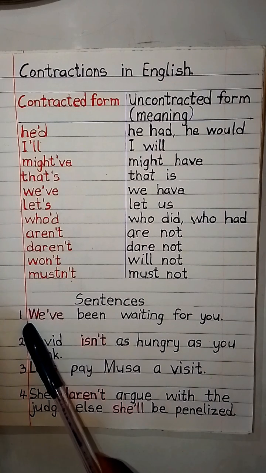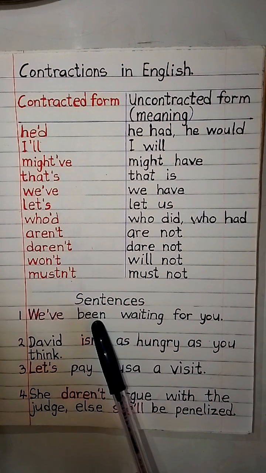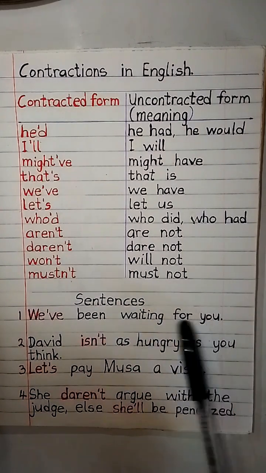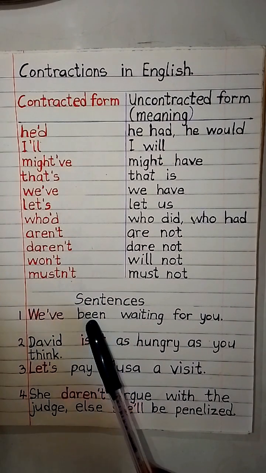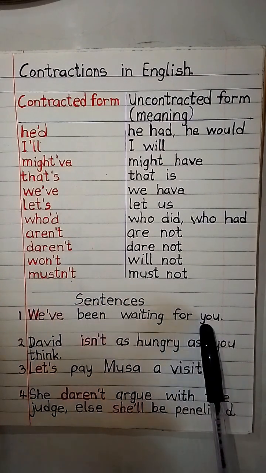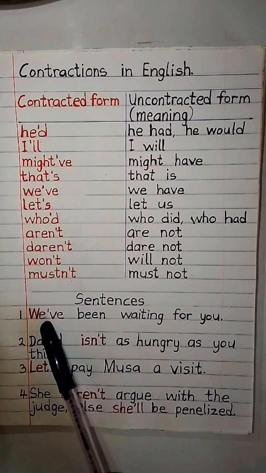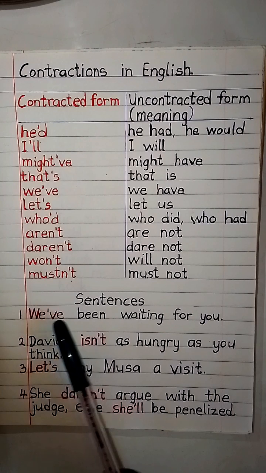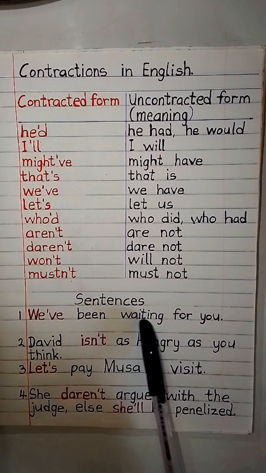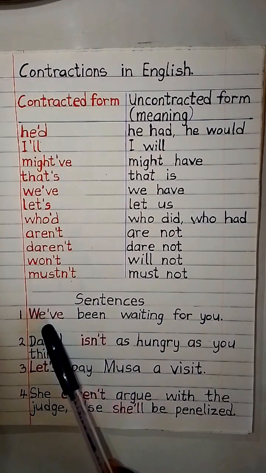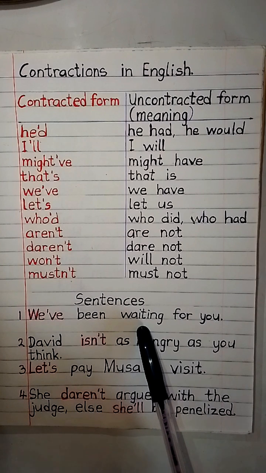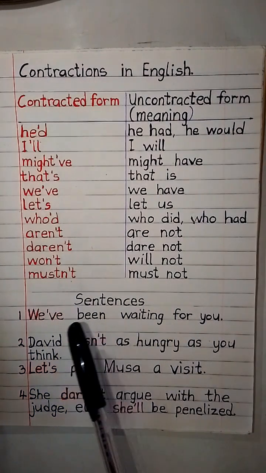So let's look at some sentences using contractions. So we have the first one, we said, we've been waiting for you. You can see the contraction here, which means we have. So the uncontracted form is we have been waiting for you. We've been waiting for you.